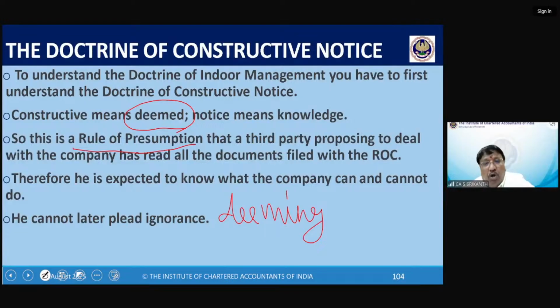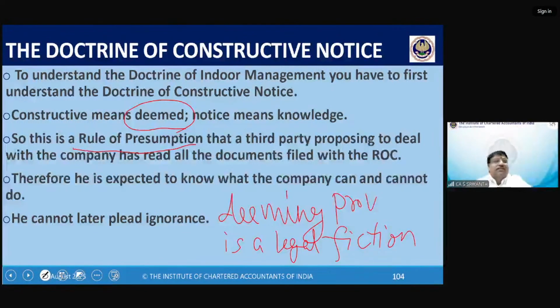It's called a deeming provision. In income tax, you'll find a lot of deeming provisions. The law creates a legal fiction. A deeming provision is a legal fiction. What is not there is being stated as there. That is why we call it a legal fiction. Fiction means that which is not real, that which is not fact. Here, the law is creating a fiction.